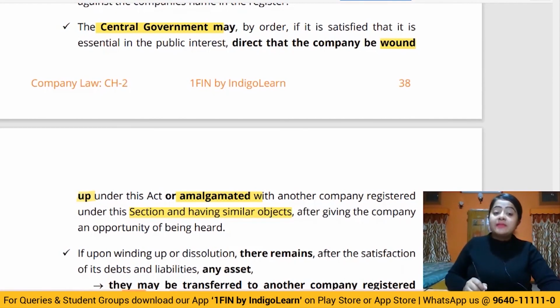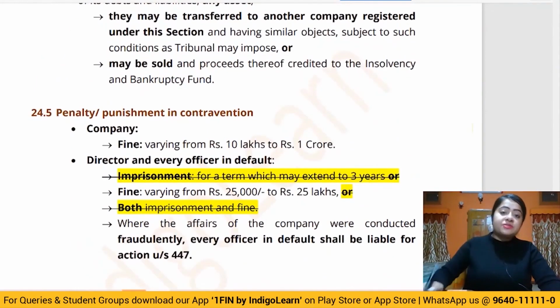It may also be possible that if the company is wound up and dissolved, then all the assets are going to be sold off, all the liabilities are going to be repaid. Okay, then whatever surplus is remaining, that surplus may be given to any Section 8 company, or it may be transferred to the insolvency and bankruptcy fund.